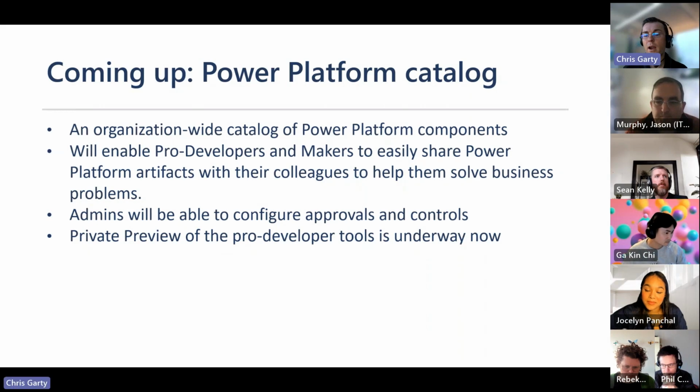As I mentioned, the private preview of the pro developer tools is underway now. We've got a limited set of folks that are taking advantage of that, having a look at that and giving us feedback about it. And we'll open that up publicly here in the next month or so. That's something really exciting related to ALM. We talked about pipelines enabling makers to self-service themselves in terms of pushing things to different environments. The Power Platform catalog will allow makers to self-service, facilitating getting things into environments via a pull mechanism. So it should be really exciting to see that.